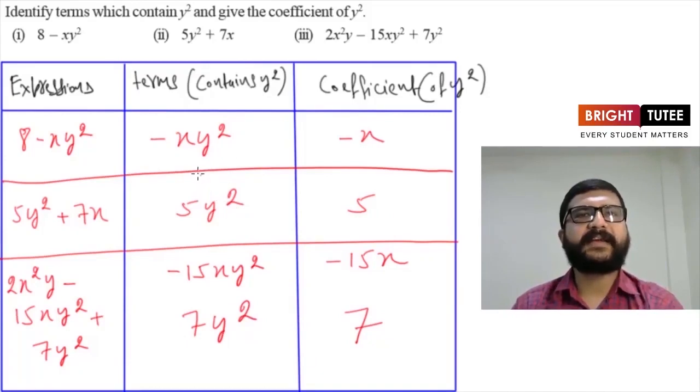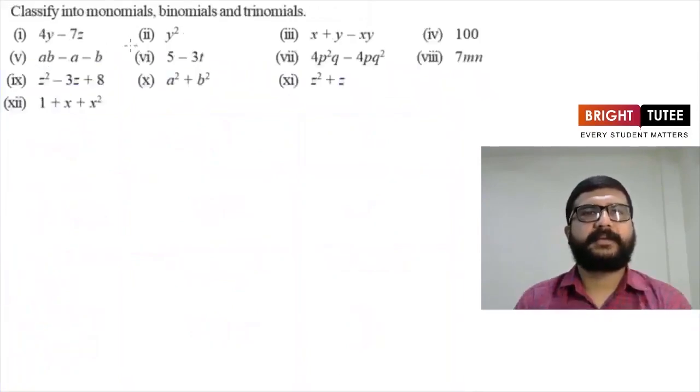So this is how we can identify terms having any particular variable, and then we can identify the coefficients of that particular variable in that term. Now here is the next question. The question is classify into monomials, binomials and trinomials. So here expressions are given to us, we have to classify them as monomials, binomials or trinomials.